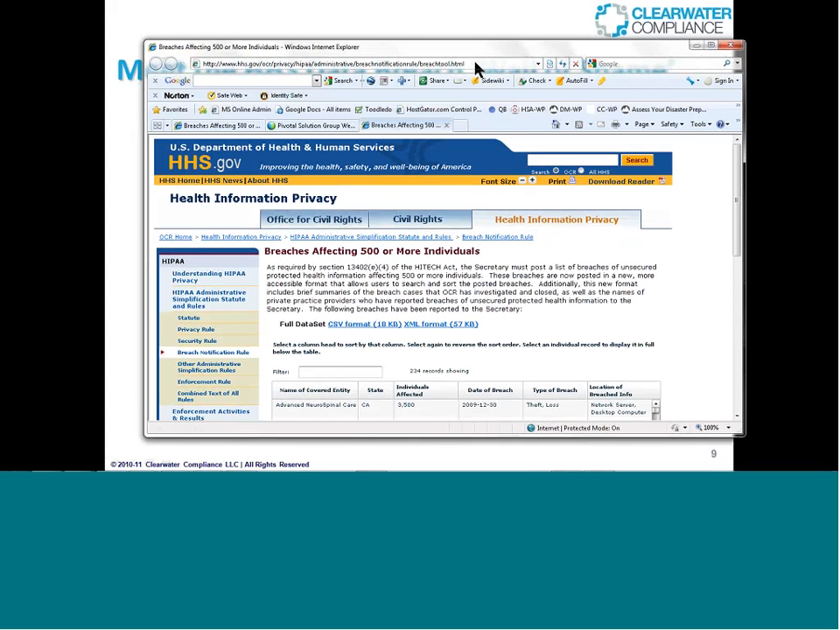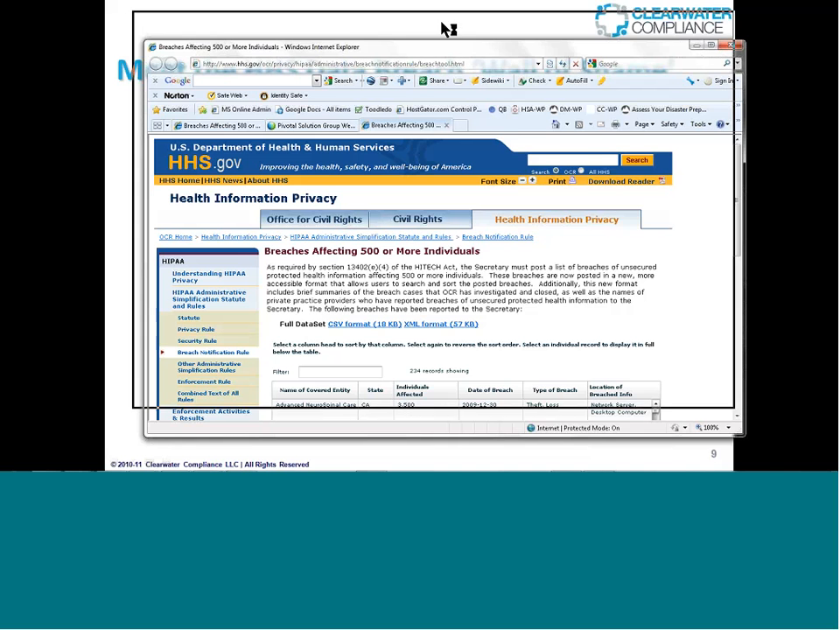But as a consequence of the HITECH Act, the Office for Civil Rights, which now has responsibility for enforcement of the security rule, which was not the case up until July 2009, is required to keep on a publicly available website a list of all organizations who have experienced data breaches. That is they have, in an unauthorized or impermissible manner, caused the disclosure of your or mine or some of our fellow citizens' electronic protected health information.